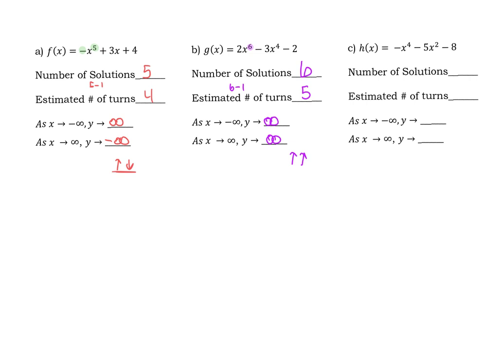Okay, so this last one is a degree of 4. So that tells me that there are 4 solutions. So 4 minus 1 is 3 maximum turns. I also see that my leading coefficient is negative even. So the right-hand side is down because of negative, and because they're even, they're going the same way. So as x goes to negative infinity, y goes to negative infinity. As x goes to infinity, y is also going to go to negative infinity.